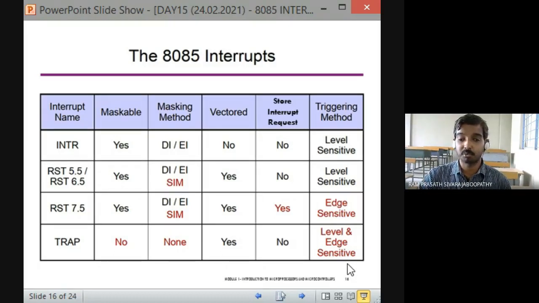So with this we will stop today's session. By next class, we will continue with the SIM and RIM instructions, so that we can know how to mask the interrupt. Fine. So now I am going to stop the presentation.